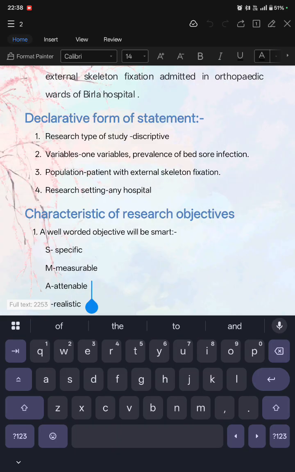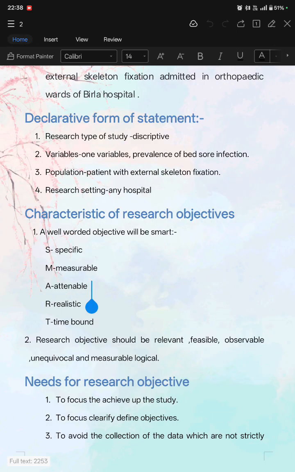There are four declarative forms of statement. First, research type of study: descriptive. Second, variables: one variable, prevalence of bedsore infection. Third, population: patients with external fixation. Fourth, research setting: any hospital.